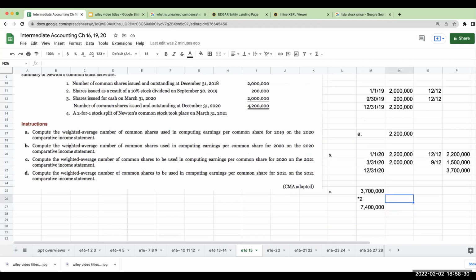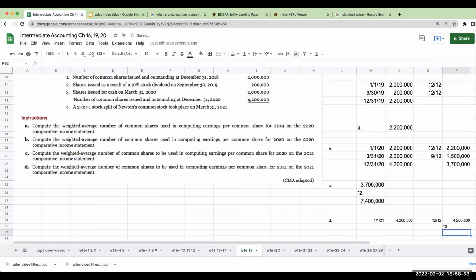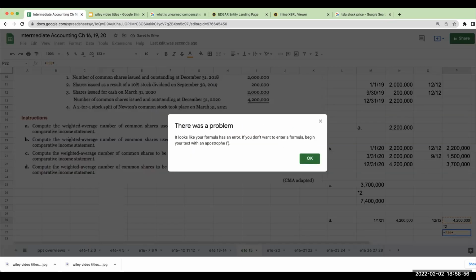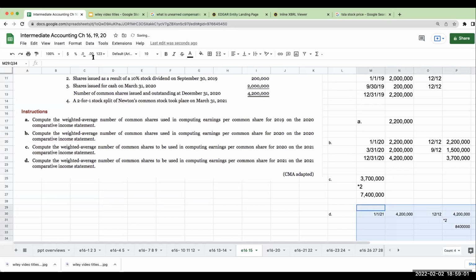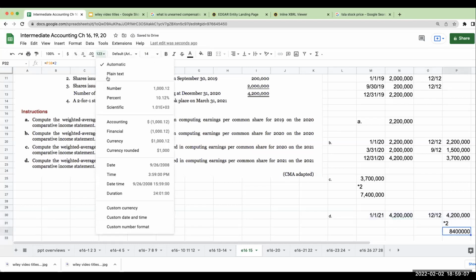So over here, when we're looking at letter D, there were no other things happening. So on 1/1/21, I had 4.2 million shares outstanding, right? So that's what I had during the full year. Now, I did a 2-for-1 split on March 31st, 2021. So when I multiply this through by 2 for the 2-for-1 split, I'm going to get 8.4 million. So this is how I'm going to show my earnings per share.